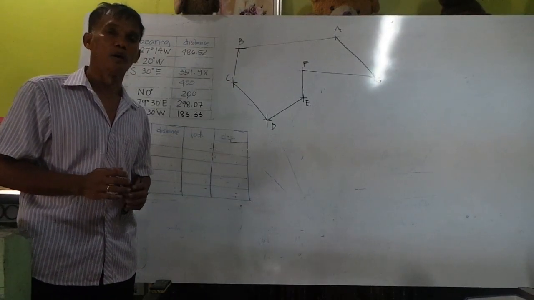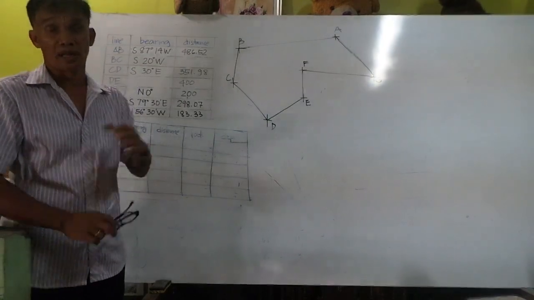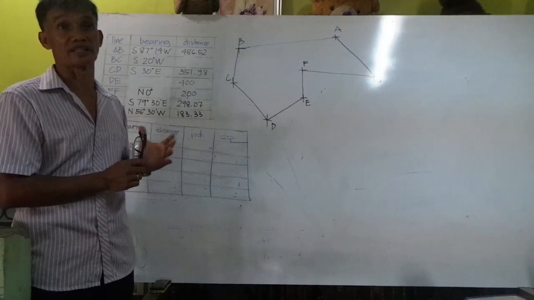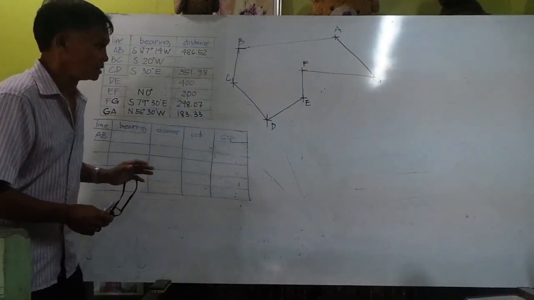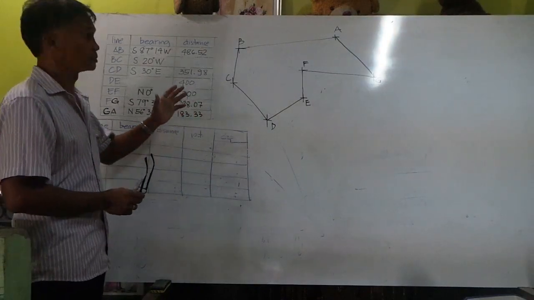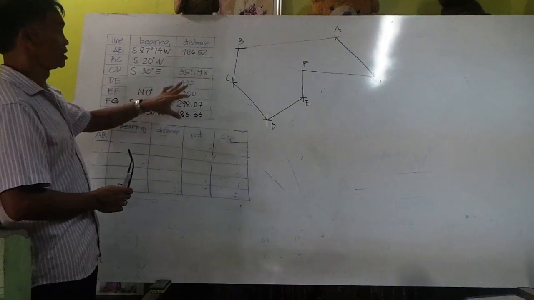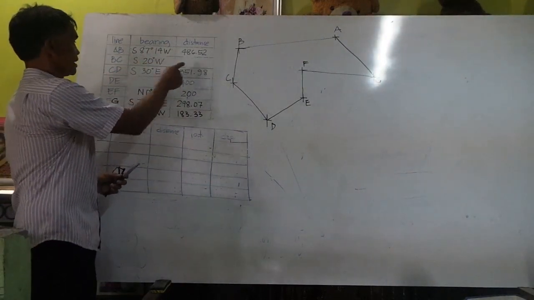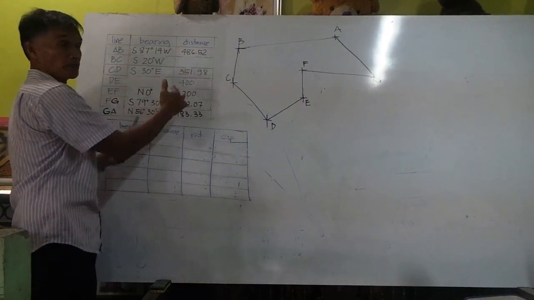Class will now learn how to solve two missing data of two adjacent lines, or two non-adjacent or non-adjoining lines of a certain closed traverse. So we have here an example, the tabulation of our data wherein our unknown is on BC and DE, and this is non-adjoining. Meaning to say, there is nothing following.